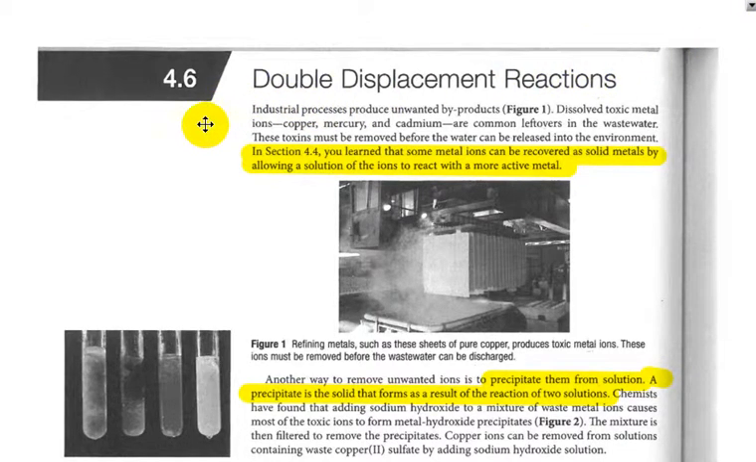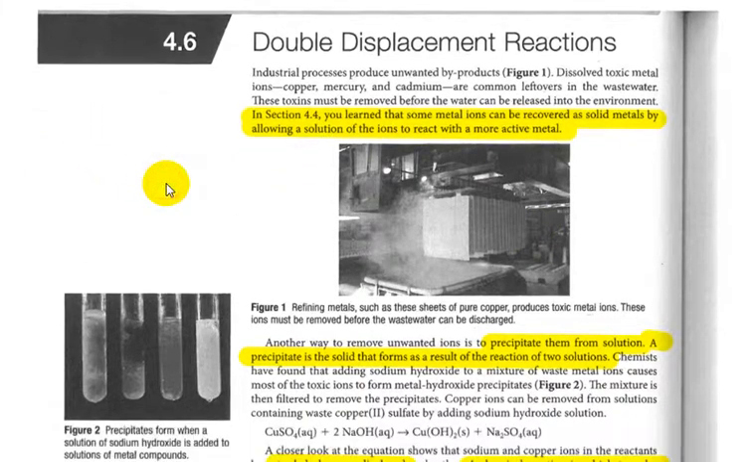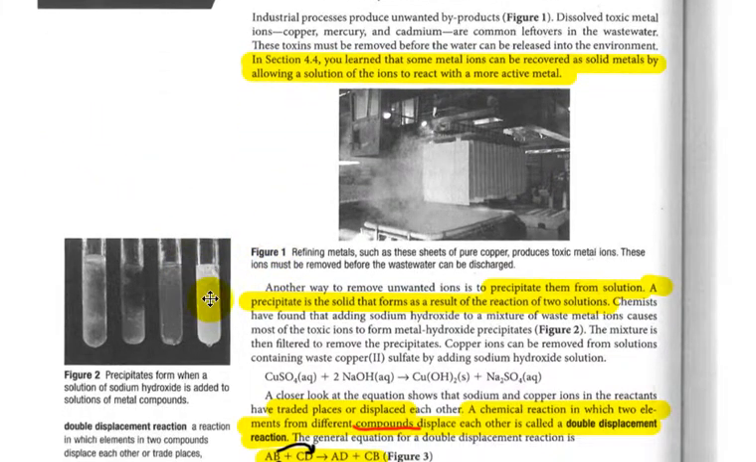This is the section 4.6 double displacement reactions video. And we just finished doing the single displacement reaction video, which involved using an activity series to see if a single element replaces an element in a compound. And of course that involved looking at recovering metal ions that are in solution by making them solids through that displacement. If you look at double displacement reactions, what happens is that we form precipitates.